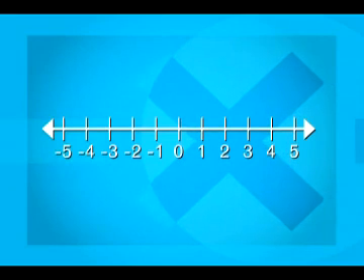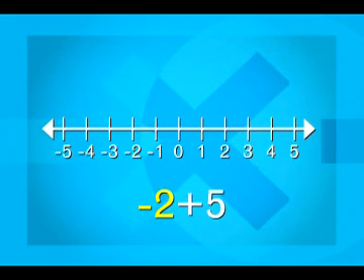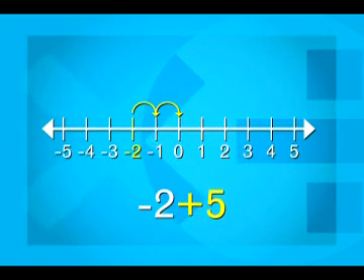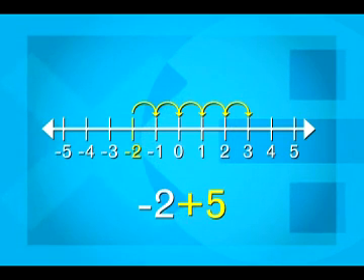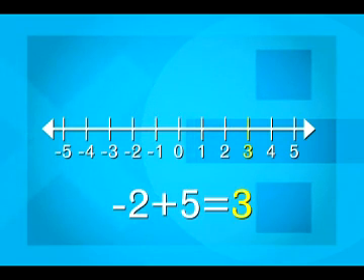Here's an addition problem. What is negative 2 plus 5? We still start at our first number in the problem, so we start at negative 2. We are adding, so we still move to the right. The problem asks us to add 5 to negative 2, so we take 5 jumps to the right. 1, 2, 3, 4, 5. And we end up in the positive side at 3. So we've shown that negative 2 plus 5 is 3.